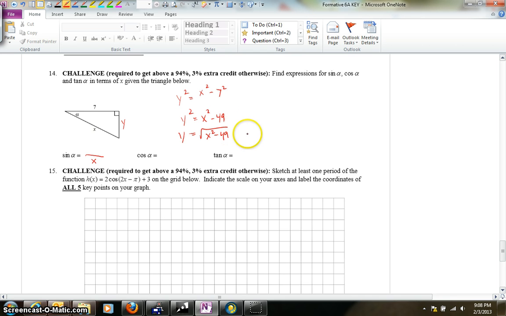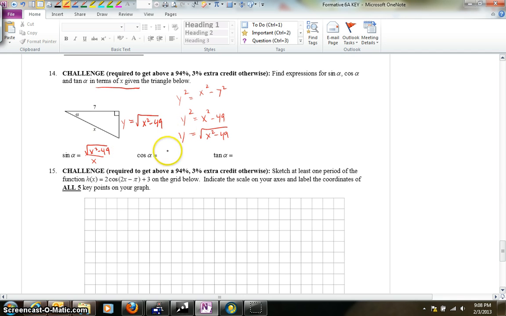Now, I really hope none of you decided to make this x minus 7, because this is definitely not true. So just make sure we don't do that. And really, we just have to leave this opposite side as the square root of x squared minus 49, because we wanted it in terms of x. We couldn't just introduce a new variable for ourselves. So this is the square root of x squared minus 49.